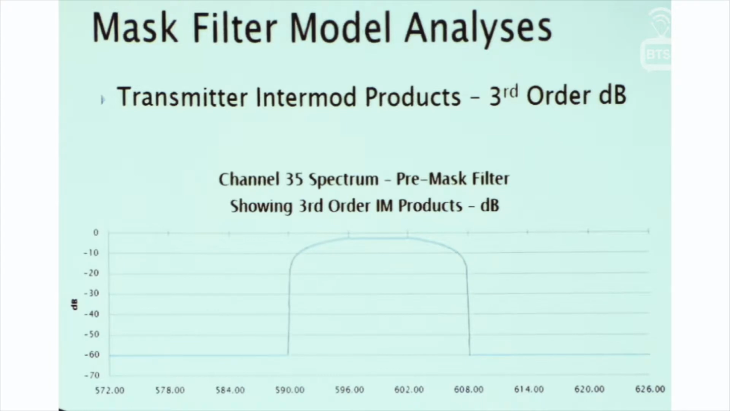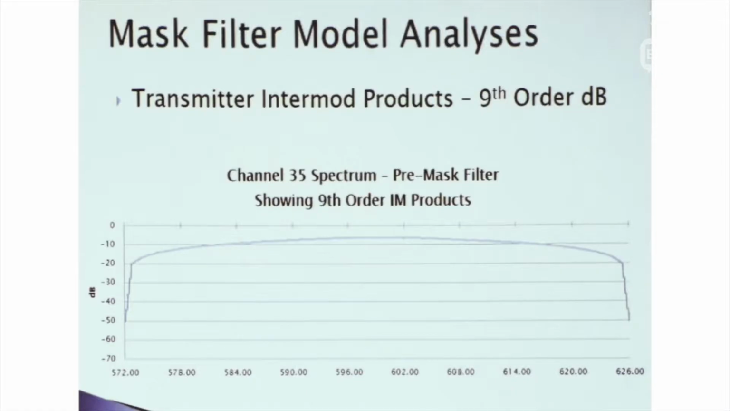Here's what it looks like in log space. So this is in dB. And this is the way most of us are used to seeing it on spectrum analyzers. So here's the third order, and here's the fifth order. Notice that the third order covers 3 channels. The channels are shown by the tick marks at the top here. So a third order will equal 3 channels, a fifth order will equal 5 channels, seventh order 7 channels, ninth order 9 channels. Okay, and so all of those are being generated inside the transmitter amplifiers primarily.